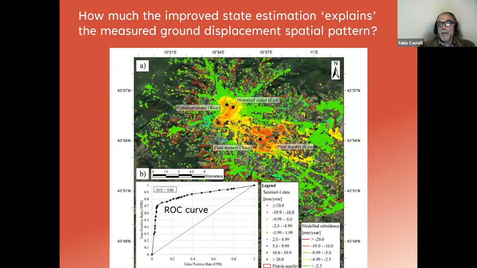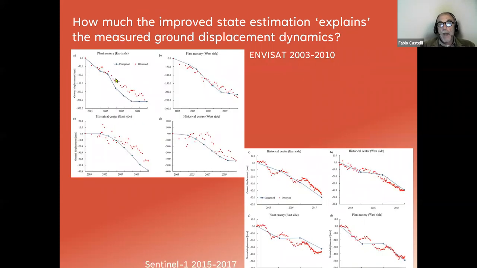So this is the final comparison on how the improved estimate explains the measured ground displacement spatial pattern. There is quite a good coherence between the displacement, the subsidence predicted by the groundwater model and the one that is measured by the satellite, okay? I will not go into the detail of the statistics on how you measure the spatial coherence of a predicted field with respect to the measurement that you have. But we also obtain quite a good agreement in the time behavior of the displacement, both in the first years measured with the EnviSat satellite, in red dots the measured by the satellites, at different key points, in blue the one predicted by the model, and here in the other period with the other satellite.